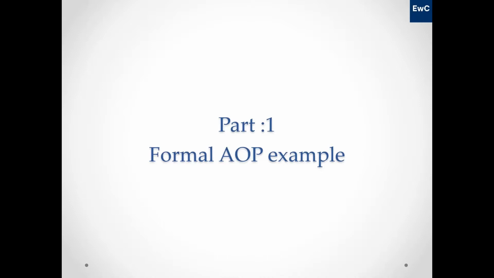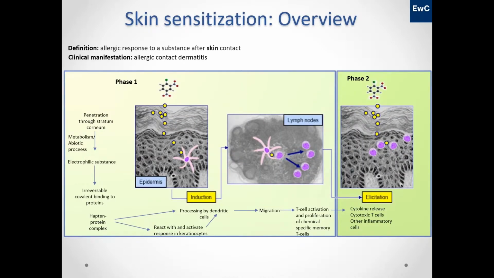The first part focuses on skin sensitization as an endpoint. Skin sensitization is an allergic response to a substance after skin contact, and the clinical manifestation is allergic contact dermatitis. Normally there are two phases: the induction phase to the sensitizer, and then the elicitation phase of the response.